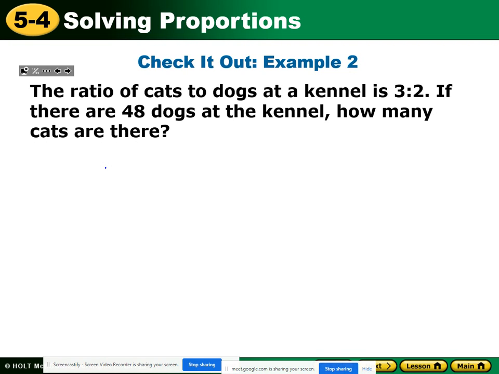All right, so Trenton, what are you saying the ratio is? 3/2. Now label the things, Trenton. 3 what? 2 what? 3 is cats. All right, Carson, do you agree with him? Yes. Now Carson, as we look at the next part, if there are 48 dogs at the kennel, how many cats are there? So what does the other side of the fraction look like, Carson? 48 dogs over x cats.